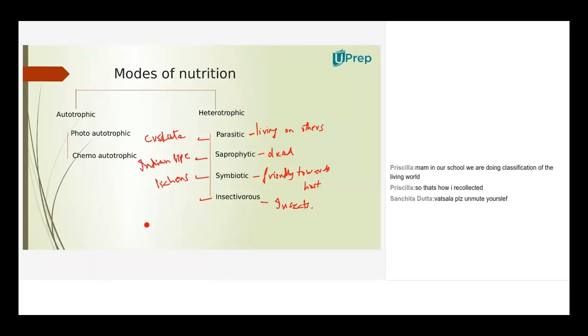Okay, what about insectivorous? Pitcher plant. Pitcher plant, yes, sundew. And Venus flytrap. Correct. Okay. Now tell me something. What is the difference between parasitic and symbiotic? Parasitic harm other plants and symbiotic, they work in favor.